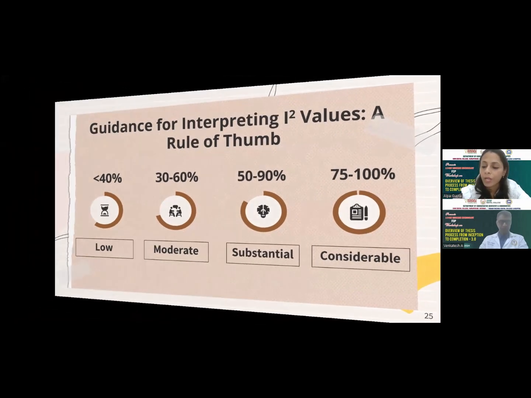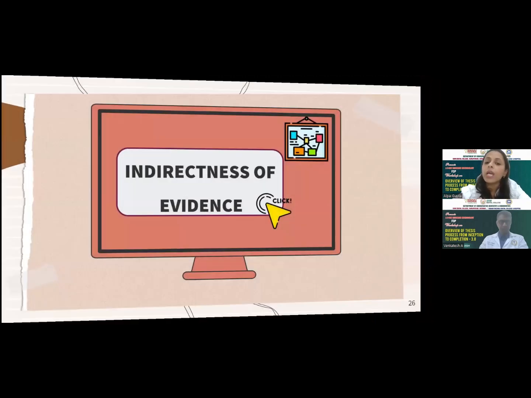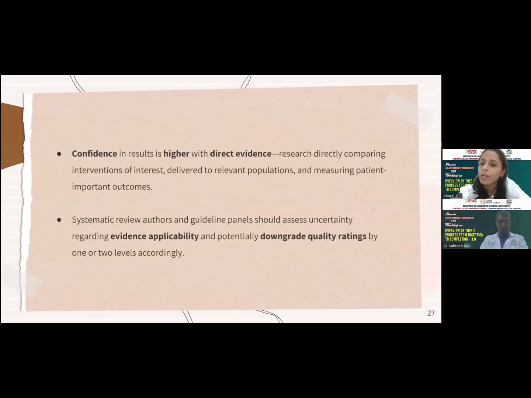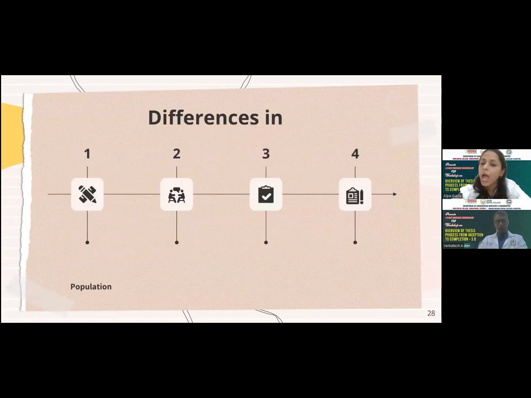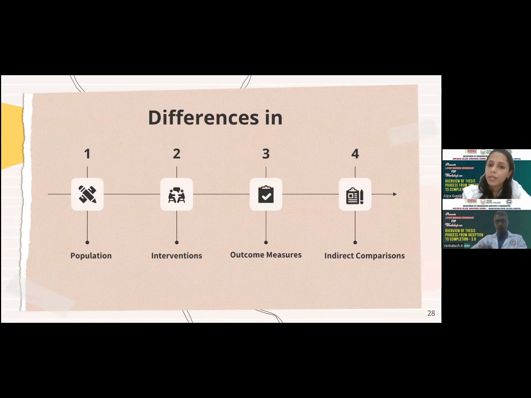Now, the indirectness of evidence. Definitely, if we are having direct evidence, if we are comparing group A directly with group B, the confidence will be higher as compared to if we are indirectly comparing group A with C or group B with C. Then there will be higher indirectness, meaning low confidence in the estimate of the effect. And differences in population, intervention, outcome measure and indirect measure will give you indirectness in the study.